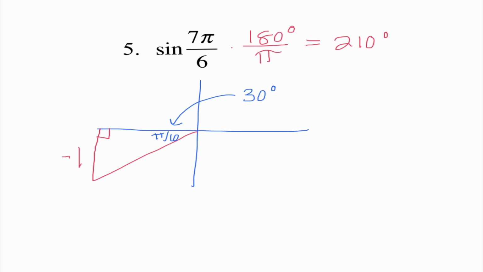So I have -1, -3, and 2. I know sine is opposite over hypotenuse, so I get -1/2 as our answer. Once again, all students take calculus, it would make sense that sine would be a negative ratio.